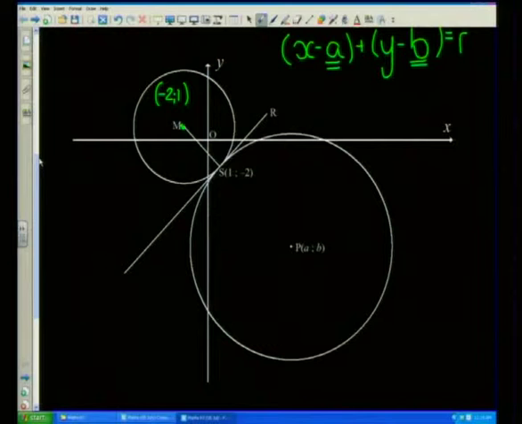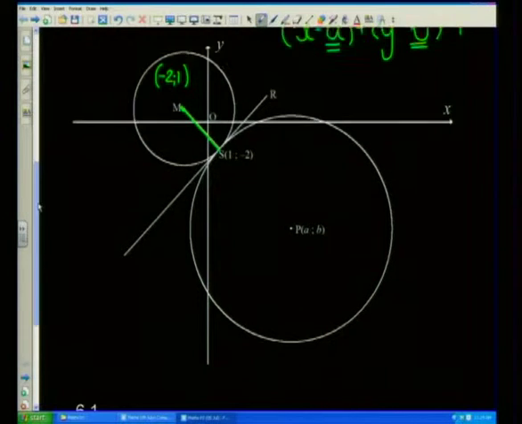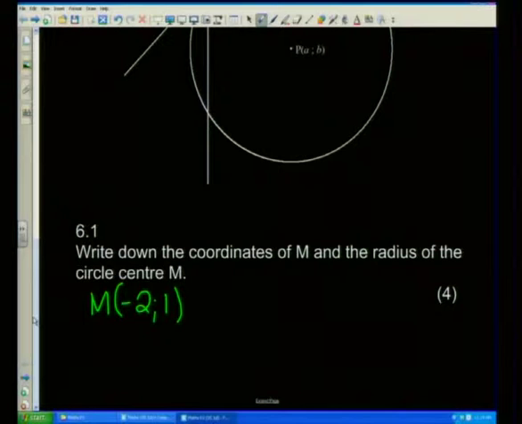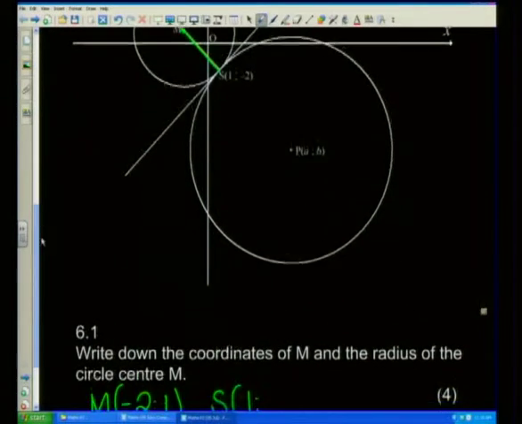Now, as we sit at the moment, I know the coordinates of M, and I know the coordinates of S. Okay? So to work out the distance of that radius, what I'm going to use is my distance formula. Okay? And we are going to work out the distance from M to S. Point S was the coordinates (1; -2).